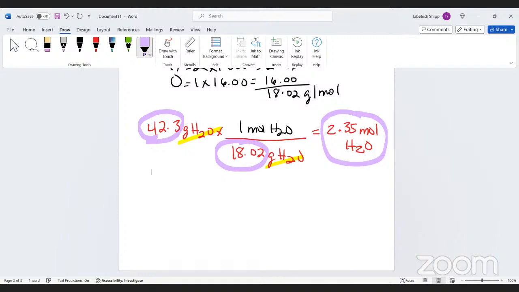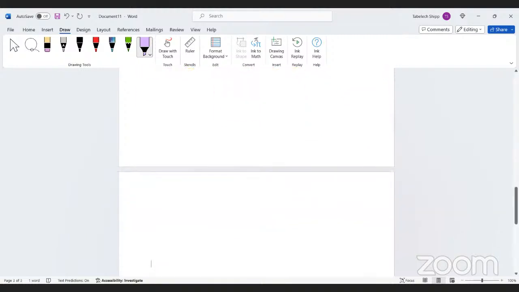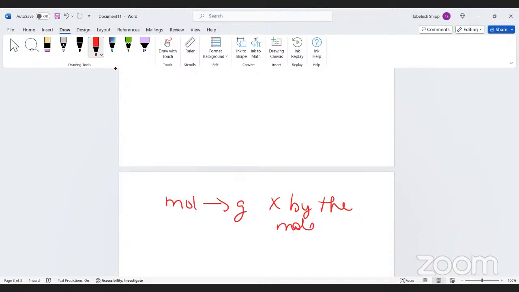Suppose I have a problem where you're now having to convert moles to grams. If you're converting moles to grams, you're going to multiply by the molar mass. So moles and molar mass. Molar mass is the weight.